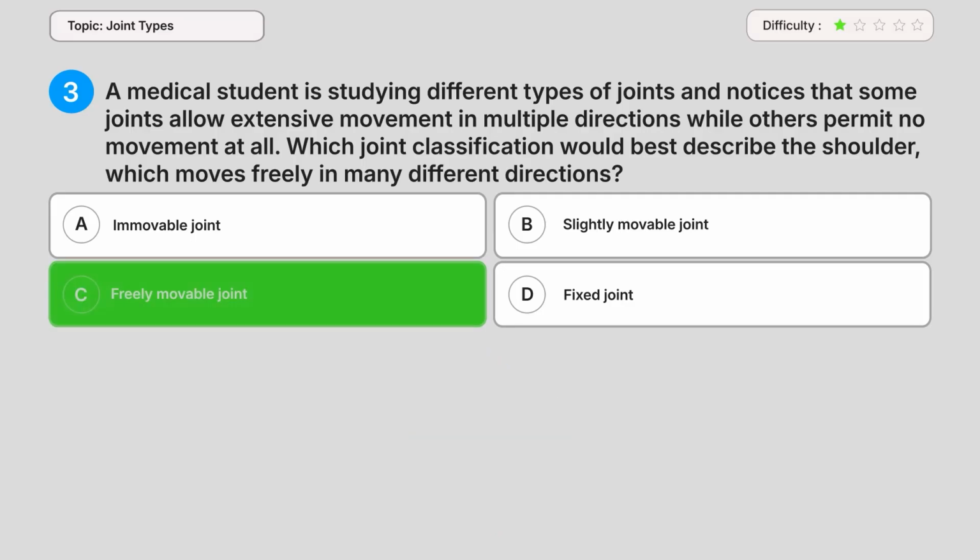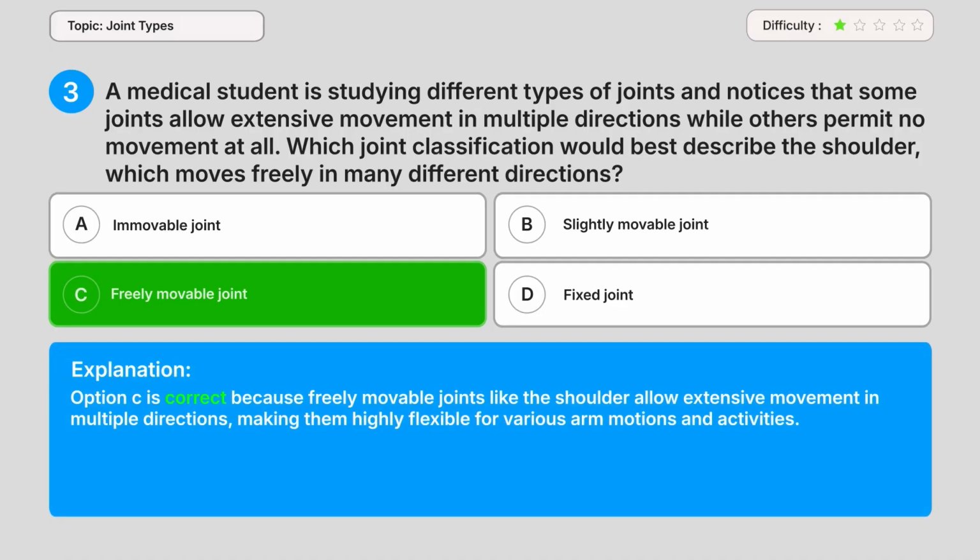Correct answer, C. Freely movable joint. Explanation: option C is correct because freely movable joints like the shoulder allow extensive movement in multiple directions, making them highly flexible for various arm motions and activities.